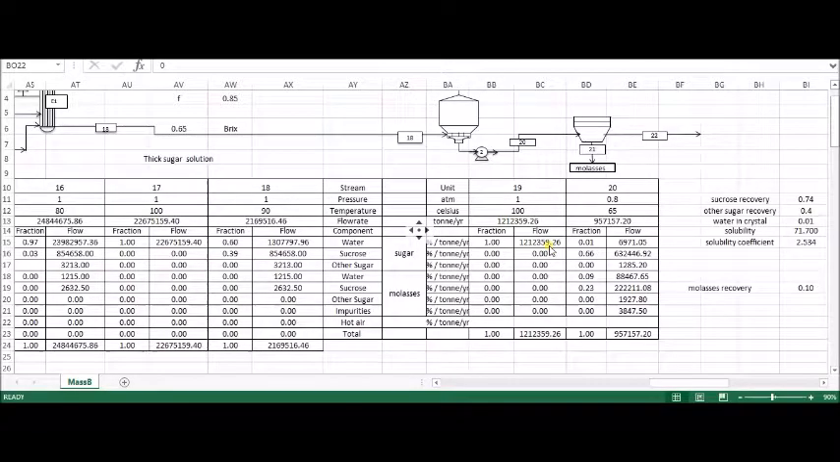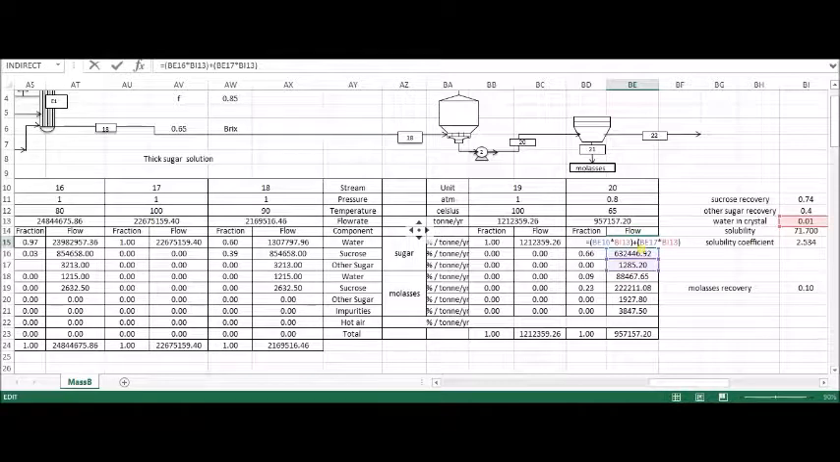I will be presenting on our crystallizer, continuing from our first semester material balance design project. Our crystallizer has a sucrose recovery of 0.74 and other sugar recovery of 0.4, and the water inside the sugar crystal, which is also sucrose and other sugar, is 0.01, in other words 1%. The solubility of sugar is 71.7, and the solubility coefficient of our molasses is 2.5.